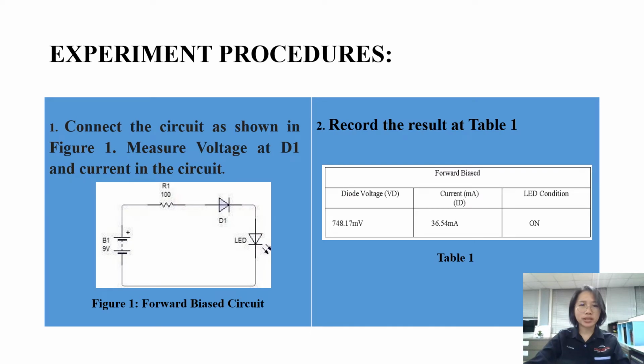Experiment procedures. First, connect the circuit as shown in figure 1. Measure voltage at D1 and current in the circuit. Next, record the result at table 1. As a result, in forward bias connection, the measured diode voltage is 748.17 mV, whereby current measured is 36.54 mA. The condition of the LED is on.